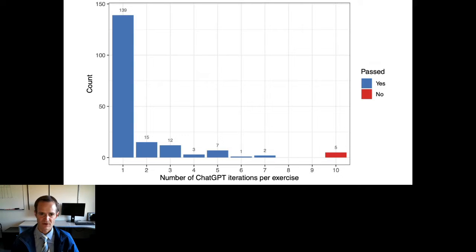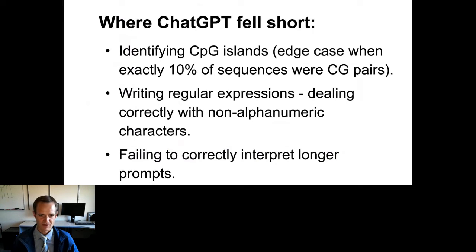Just a little overview of where it fell short, the ones that it wasn't able to solve. There was one where it was trying to identify CpG islands in a DNA sequence. One of the tests was an edge case where exactly 10% of the sequence was CG pairs. For whatever reason, the model could not quite figure out how to solve that particular problem.